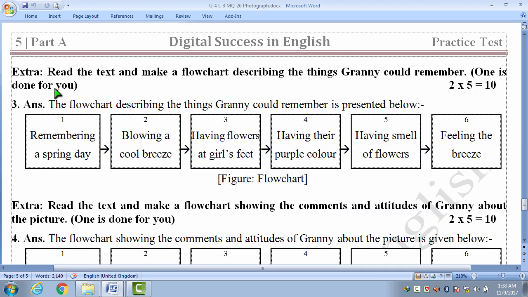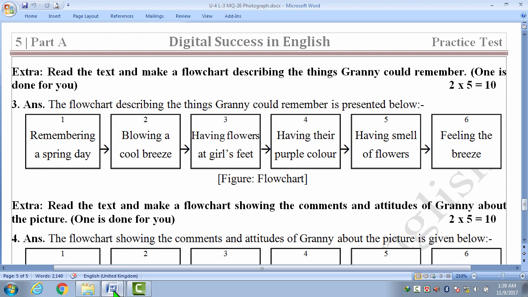Extra question. Read the text and make a flowchart describing the things Granny could remember. Granny means grandmother. দাদি মনে করতে পারতেন এরকম যেসব ঘটনা বা জিনিসগুলো সেগুলোর বর্ণনা করে ফ্লোচার্ট তৈরি করতে হবে। প্রথমে আমরা হেডিং দিয়েছি, the flowchart describing the things Granny could remember is presented below. In the first box, the teacher has given the information using gerund format, remembering a spring day.